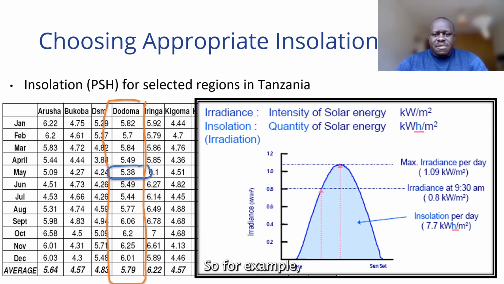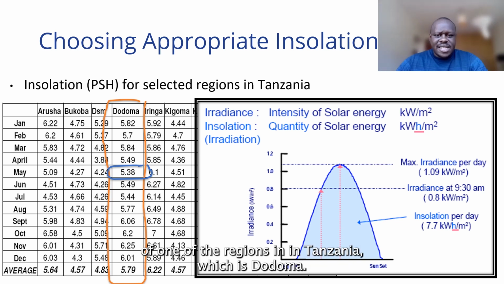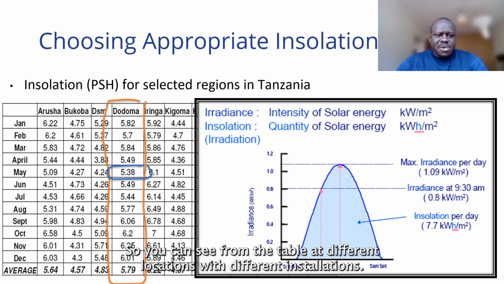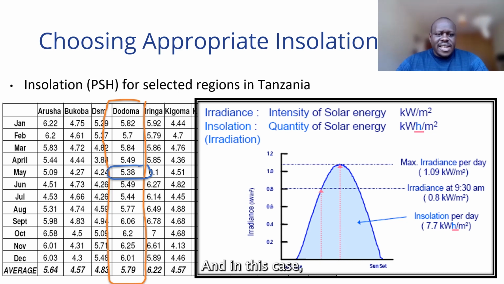For example, in this video, I will take the example of one of the regions in Tanzania, which is Dodoma. You can see from the table different locations with different insolation. In this case, we choose the month in which you have the minimum sun hours during a day. This is May, where you have 5.38 sun hours in a day.